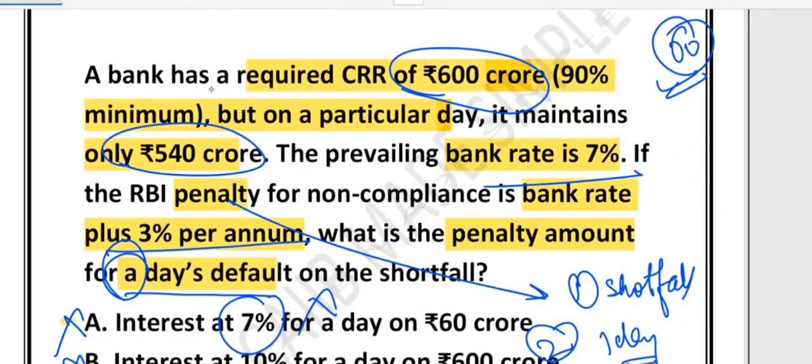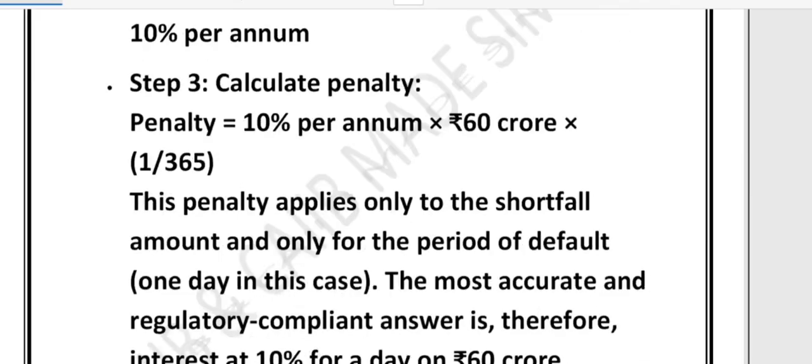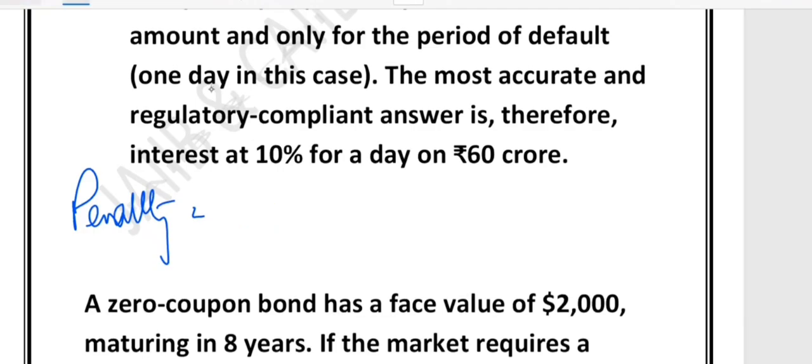So remember what we learned from this question. The key learning from this question is that, let me write down the basic learning. Please note it down. Suppose they ask you to calculate the penalty, right? Just remember the formula. So if they ask you to calculate the penalty, what you need to do? Just write the bank rate. Please note down the formula. Just write the bank rate plus 3%.